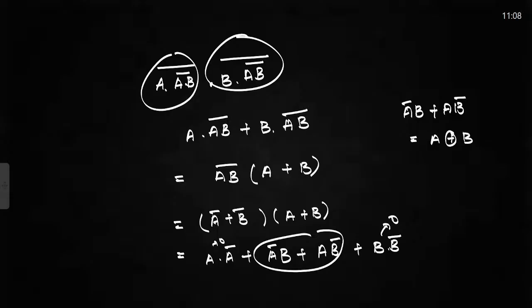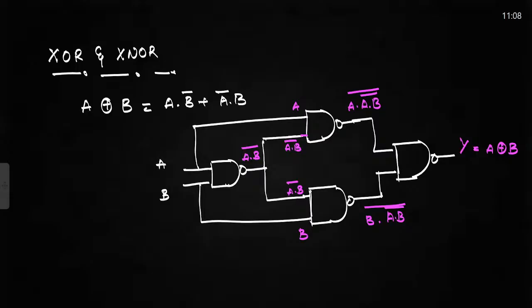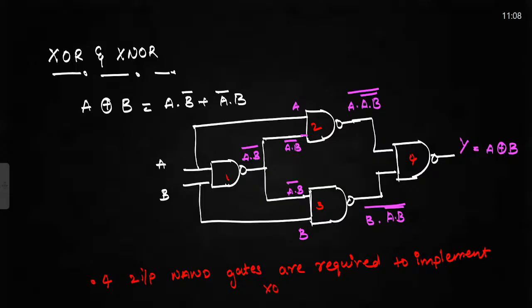So here we are requiring how much? One, two, three, four. Four two-input NAND gates are required to implement XOR gate. Now let us try to understand XNOR gate.